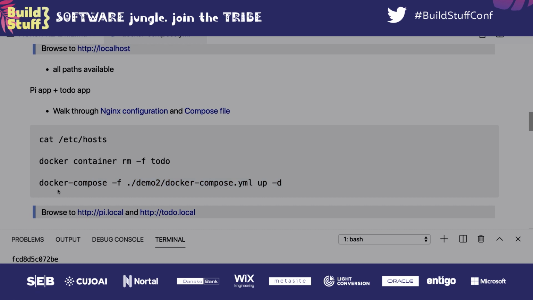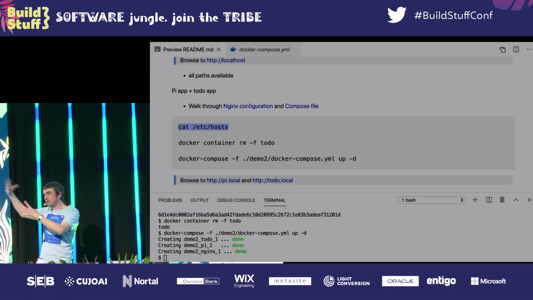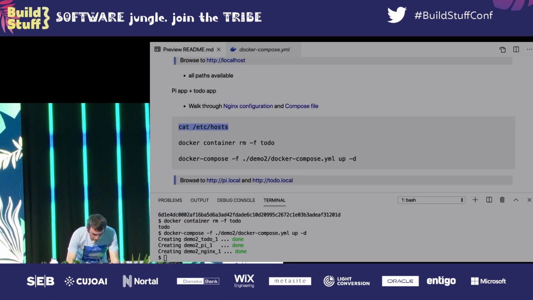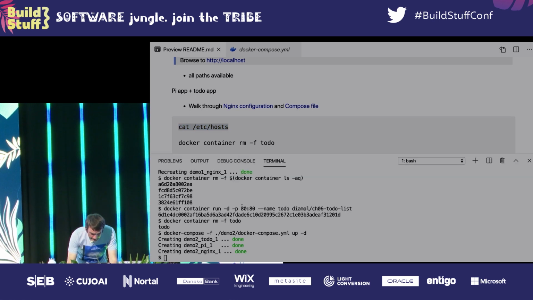I'll start them both up. So it's going to be my Pi application, my to-do application, and my proxy. And then in order for this to work, I need to have pi.local actually resolving somewhere. In the real world, I'll have a real DNS name with a real DNS server. Because it's a local demo application, I put that in my host file.